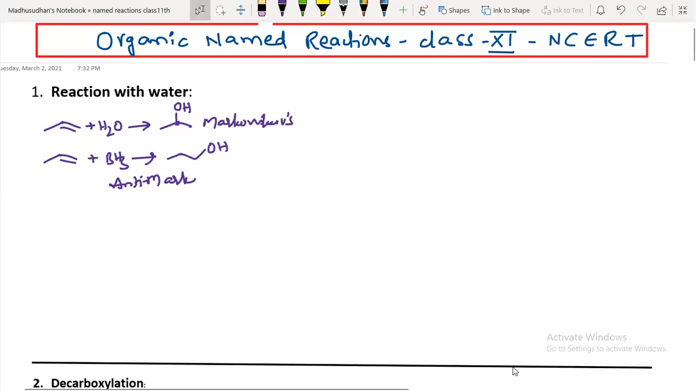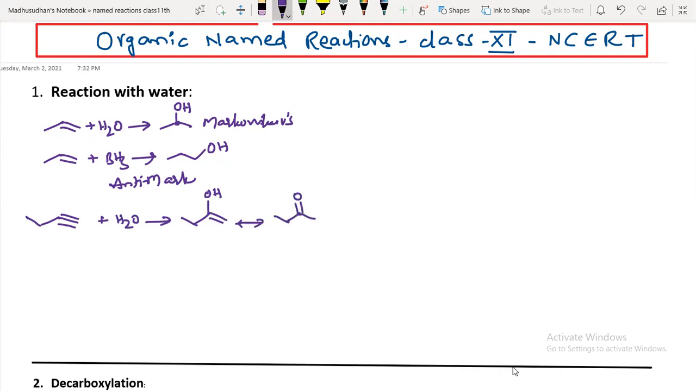Suppose I am taking a terminal alkyne, on reaction with water. So what product can we expect there? OH minus attacks the carbon containing fewer hydrogens. So now the tautomeric form of this is going to be a ketone. Here a 1,3 proton shift takes place. What is tautomerism? A 1,3 hydrogen shift. So you are getting the final product as a ketone, right?